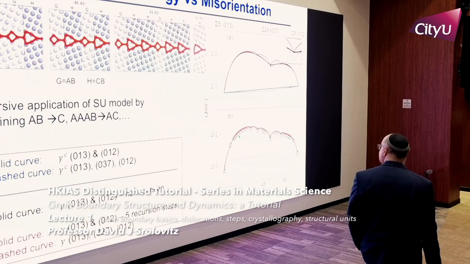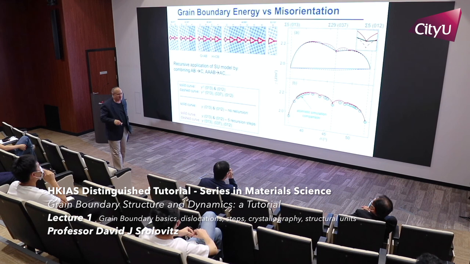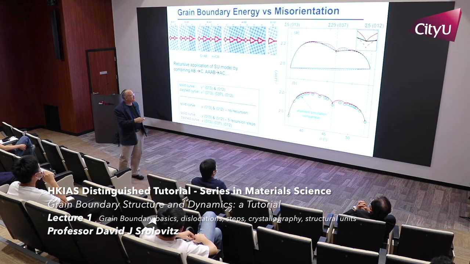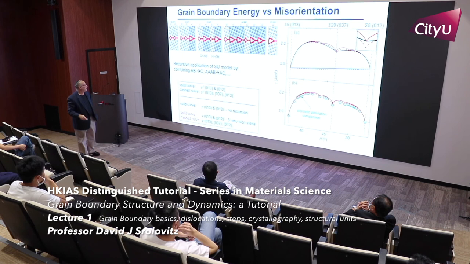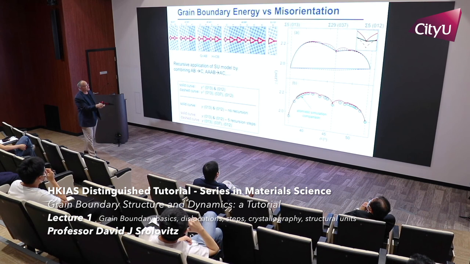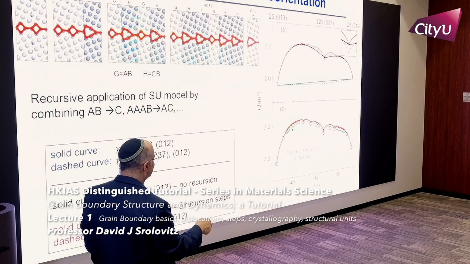This is an angle range between 36.87 and 53.13. Those are not randomly chosen. Those correspond to the grain boundary plane being 0, 1, 2 for this one, and the plane being 0, 1, 3 for that one. Now if I look at the structural units, this one I call G, this one I call H, and in between is just a combination of those. So if I ask what's the core energy, I only know the value of this one and this one. That's the core energy.